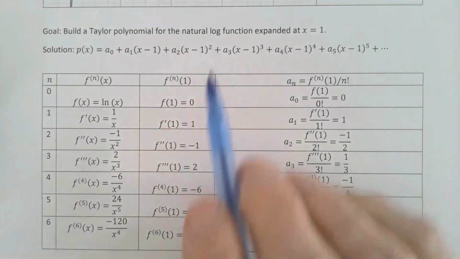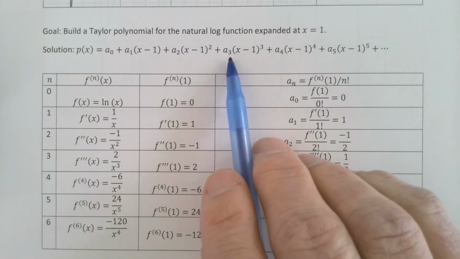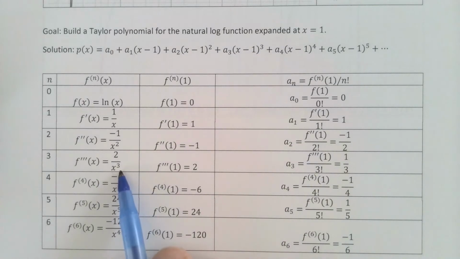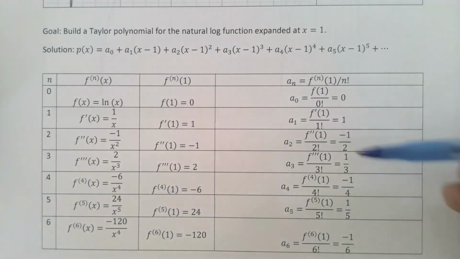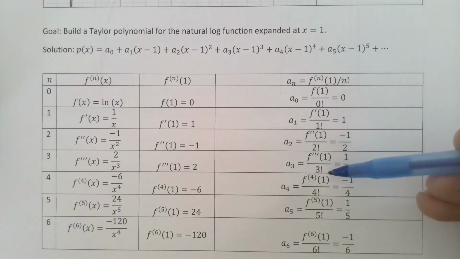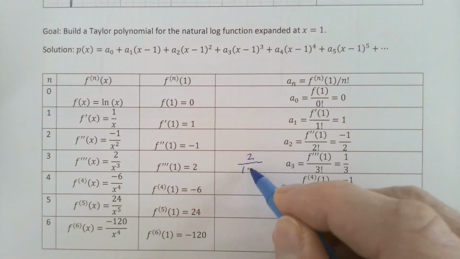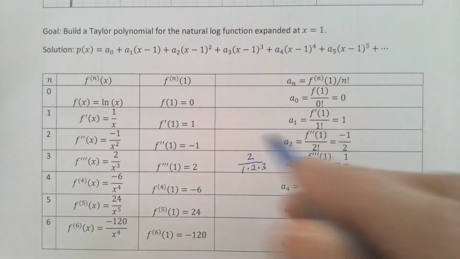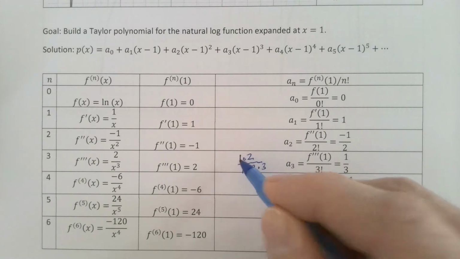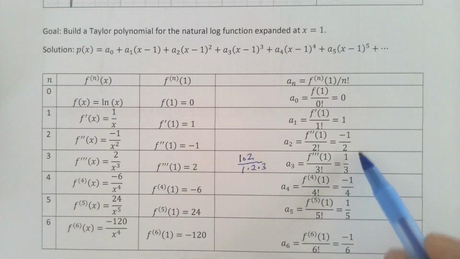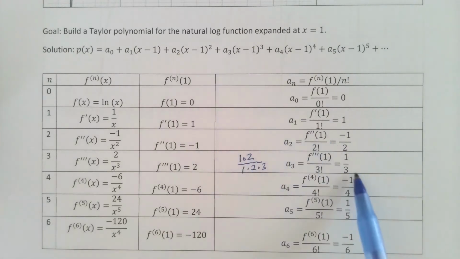Let's take a look at the third coefficient here. It's actually the fourth. But for the cubic coefficient, we get to the third derivative, which is 2 over x cubed. We plug in a 1, and we get 2. What happens when you divide 2 by 3 factorial? Well, 2 divided by 3 factorial looks something like this, where all the factors down here cancel except for the 3. So this is the coefficient for the cubic term, and there won't be a factorial in it. And you'll see that a couple times more here.